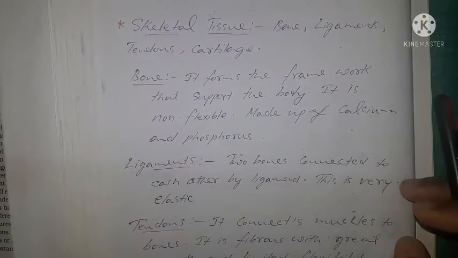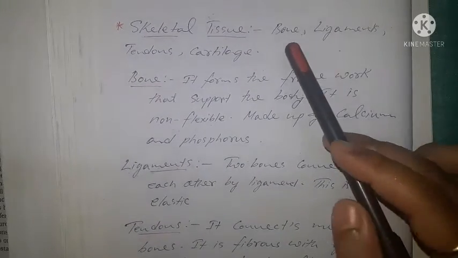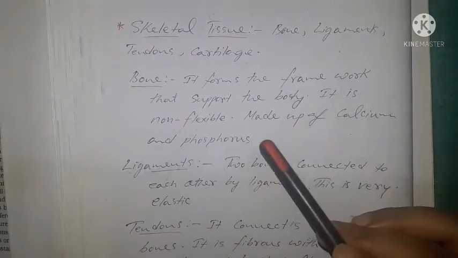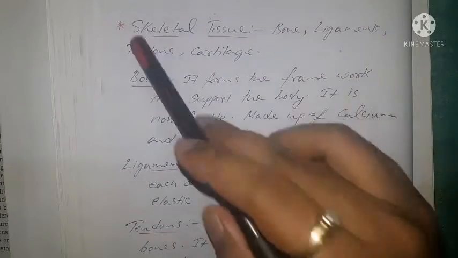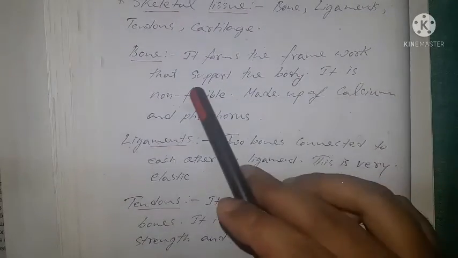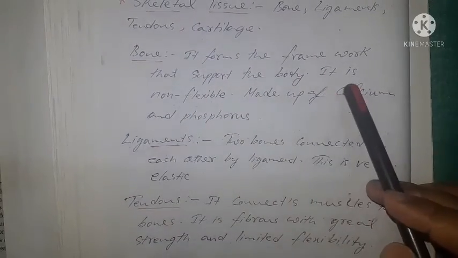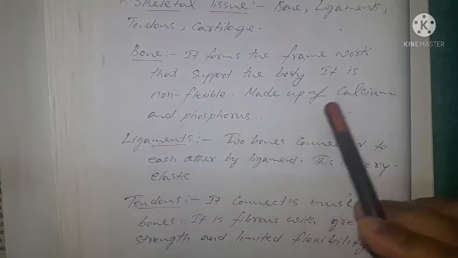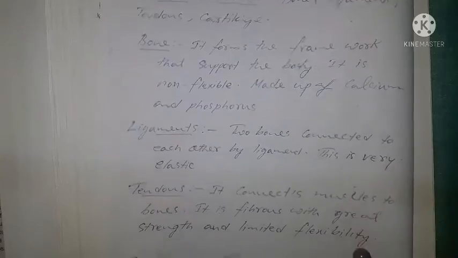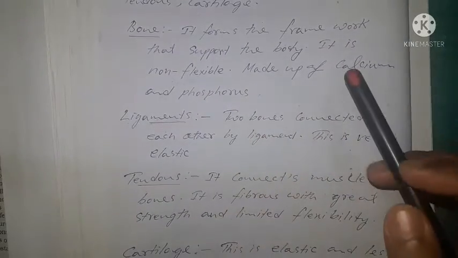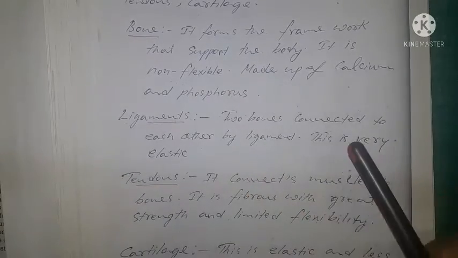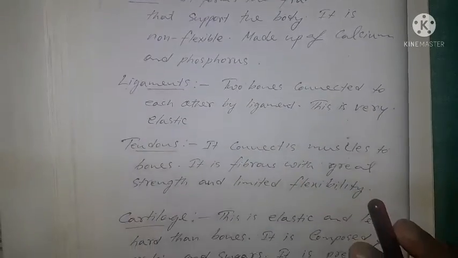Then the next one is skeletal tissues. Skeletal tissues consist of bone, ligaments, tendons, and cartilage. So all this comes under skeletal tissues. Bone forms the framework that supports the body. It is non-flexible, made up of calcium and phosphorus. That means our skeletal system. The bones are very hard and rigid, therefore non-flexible, and also made up of calcium and phosphorus.